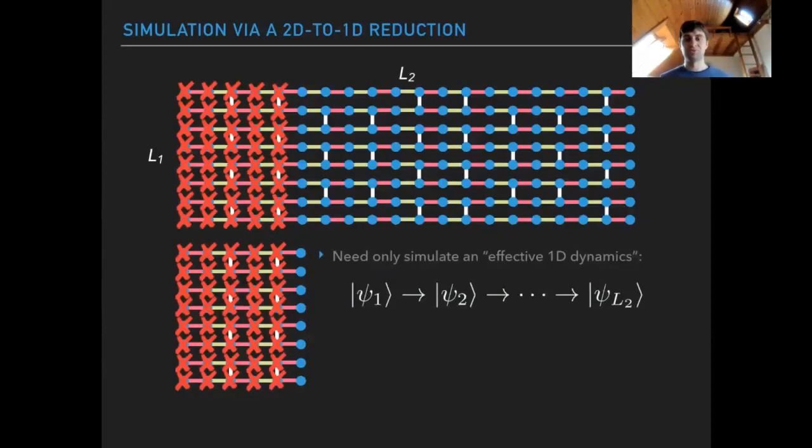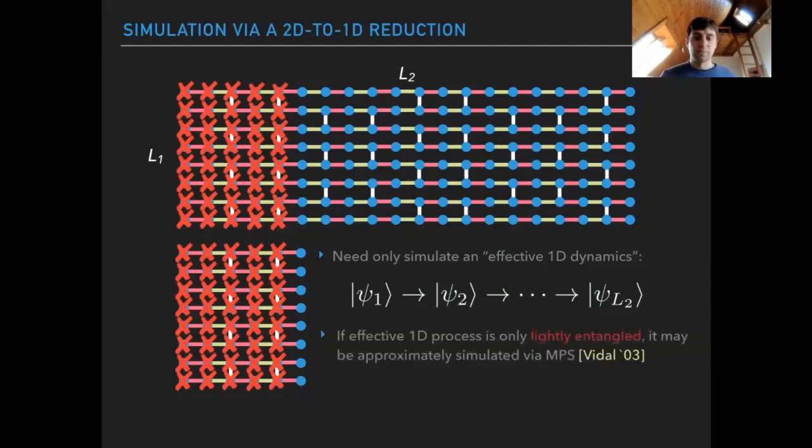So if there's L sub 2 columns originally, we can think of, in the bottom half of the screen, there's essentially an effective 1D dynamics involving a one-dimensional quantum state evolving for L sub 2 time steps. And the goal is to now simulate this effective 1D process. So why might we hope that that is simulable?